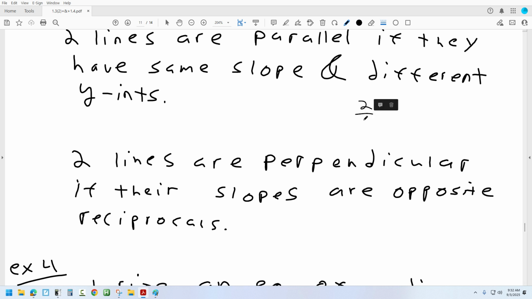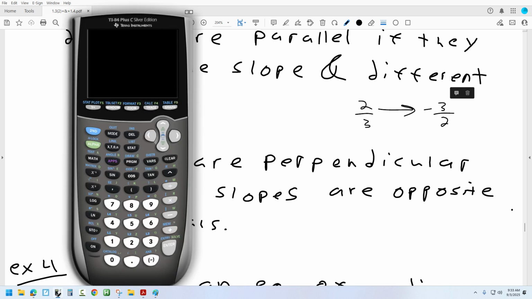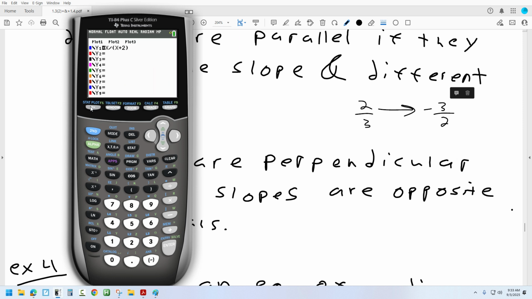So if you had a line with a slope of 2/3, what would be the line's slope if it's perpendicular to one with 2/3? Yeah. -3/2. Yep. Now, let me graph two lines, one with a slope of 2/3 and one with a slope of -3/2. Now, if they are perpendicular, what angle do they cross at? Yep, sorry. 90 degrees. 90-degree angle.